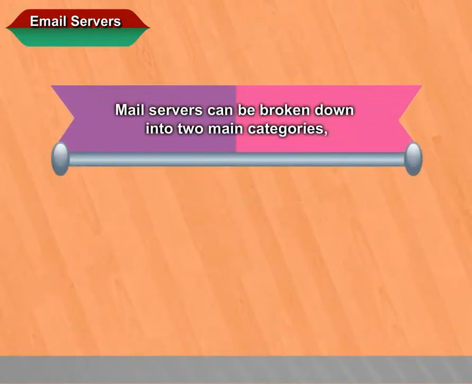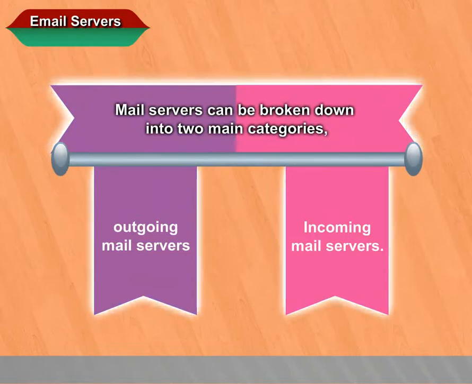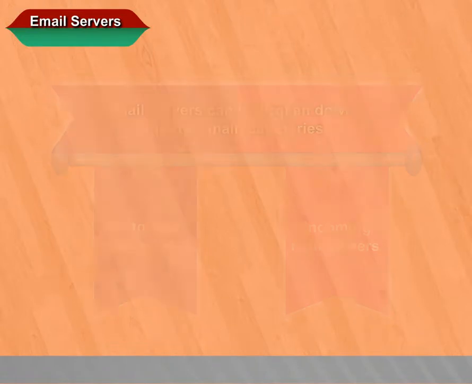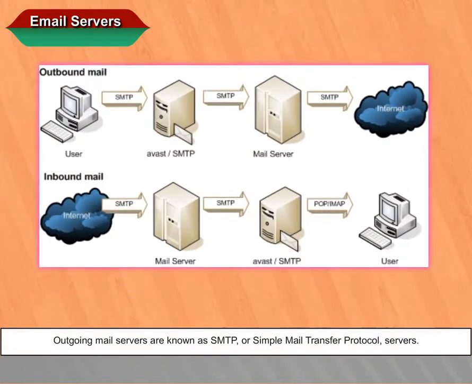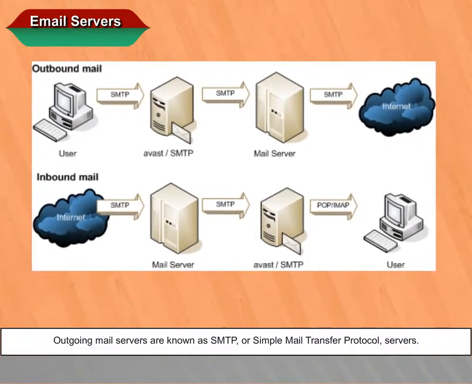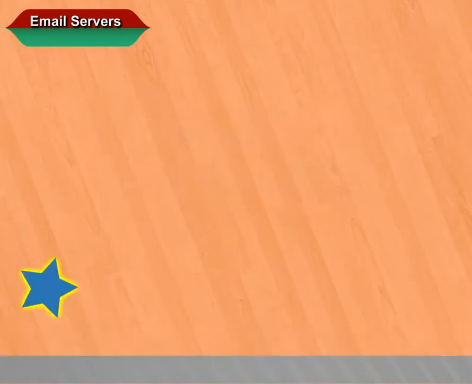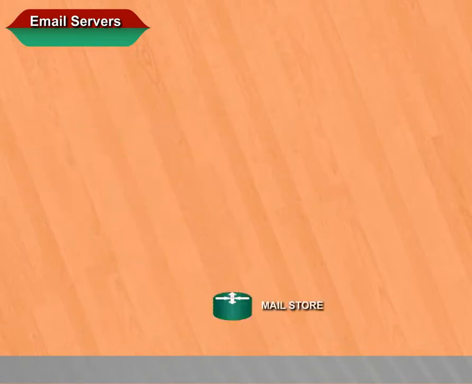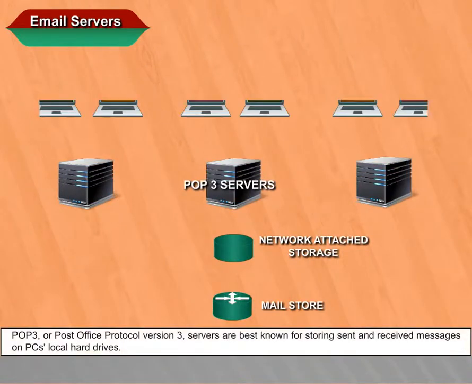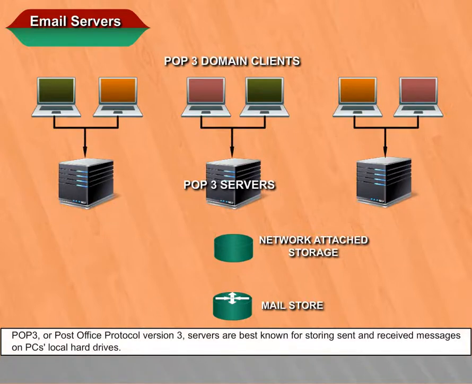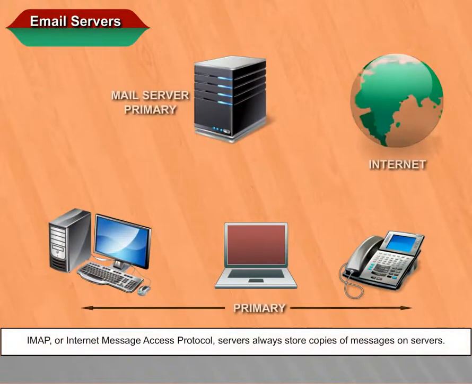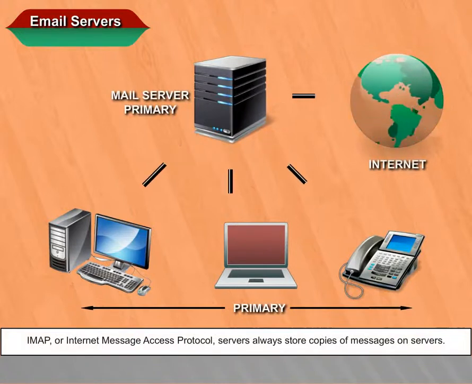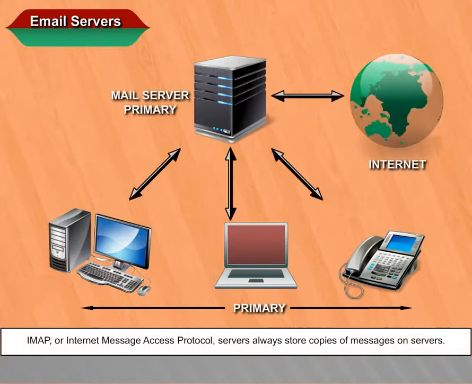Mail servers can be broken into two main categories: outgoing mail servers and incoming mail servers. Outgoing mail servers are known as SMTP, or Simple Mail Transfer Protocol, servers. Incoming mail servers come in two main varieties: POP3, or Post Office Protocol version 3, servers are best known for storing sent and received messages on a PC's local hard drive. IMAP, or Internet Message Access Protocol, servers always store copies of messages on servers.